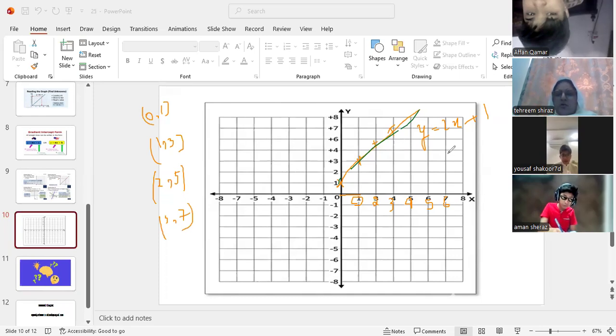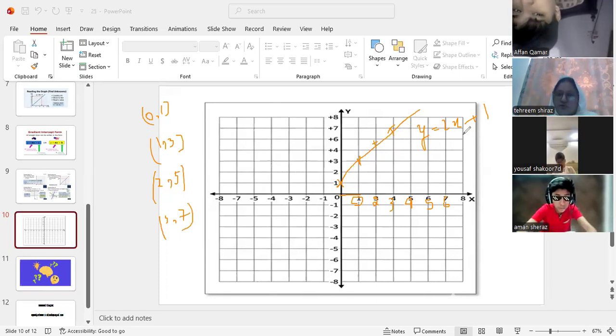Okay, now this is the plotting point. That was the plotting points of the function y equals 2x plus 1.